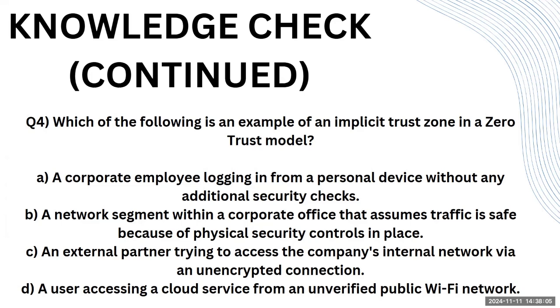Now, what does A say? Corporate employee logging in from personal device without any additional security checks. Obviously, A is wrong, right? It's not someone logging in, that has nothing to do with it. C is wrong because we're saying an external partner trying to access the company's internal network via an unencrypted connection. That would never be classified as an implicit trust zone. A user accessing a cloud service from an unverified public Wi-Fi network would obviously be considered untrusted. So yeah, B. A network segment within a corporate office that assumes traffic is safe because of physical security control.